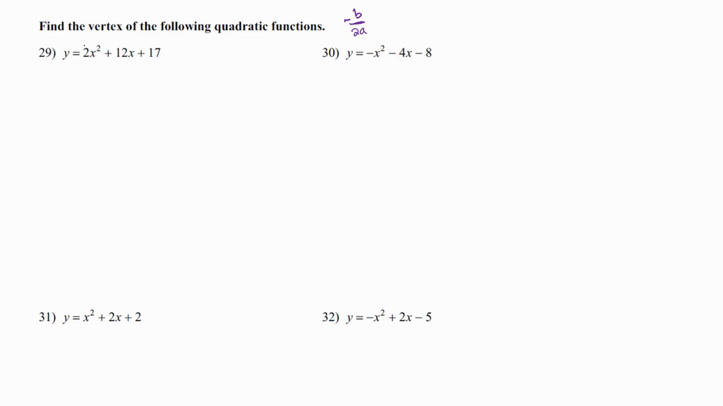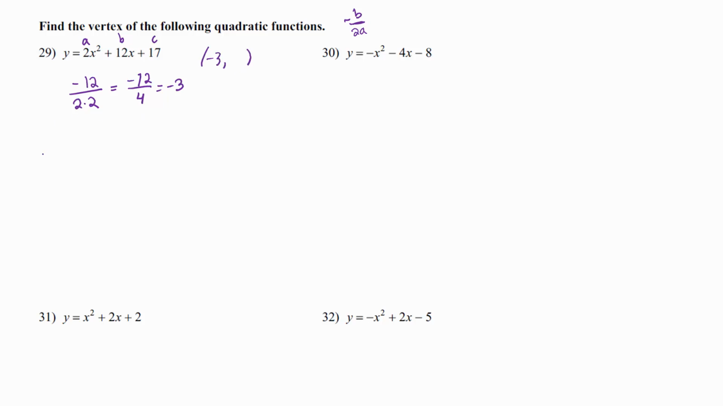So we start by saying what a, b, and c are, and then now we can plug it in. This would be negative 12, because negative b over 2 times a, so 2 times 2, that's negative 12 over 4, which is negative 3. That's the x value, so our answer is going to be negative 3 comma something.